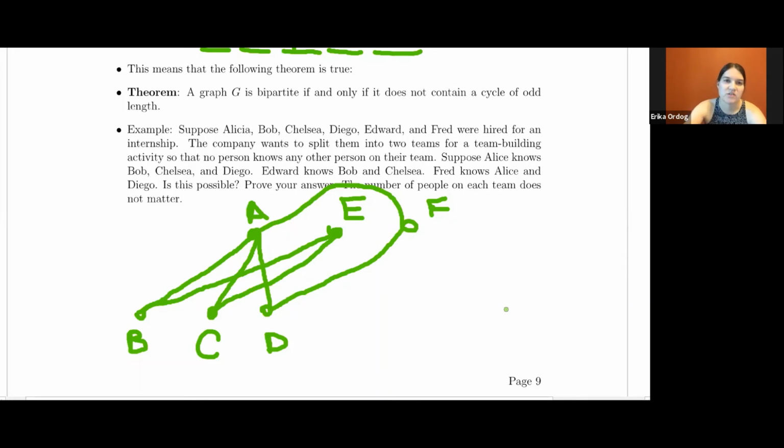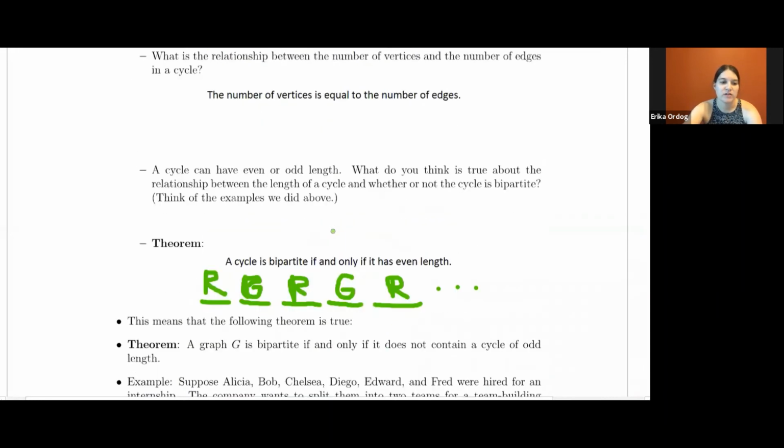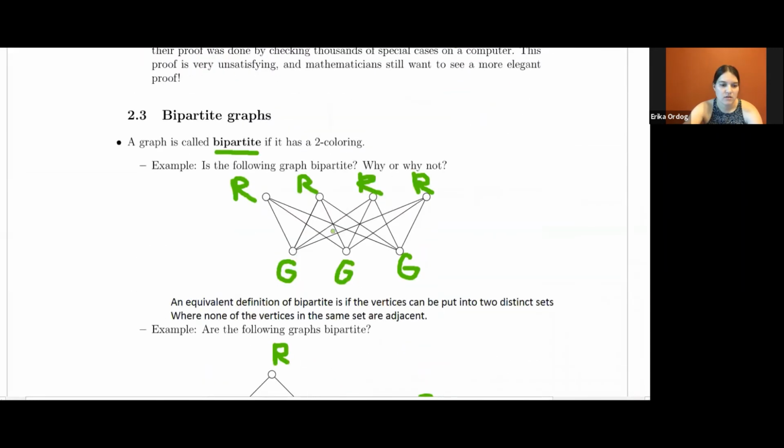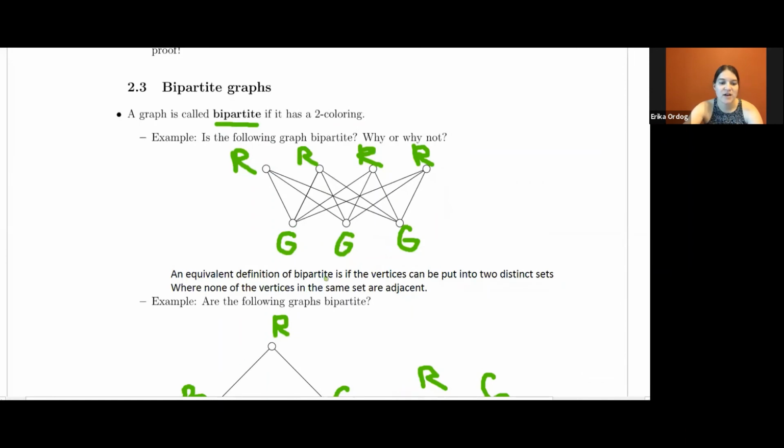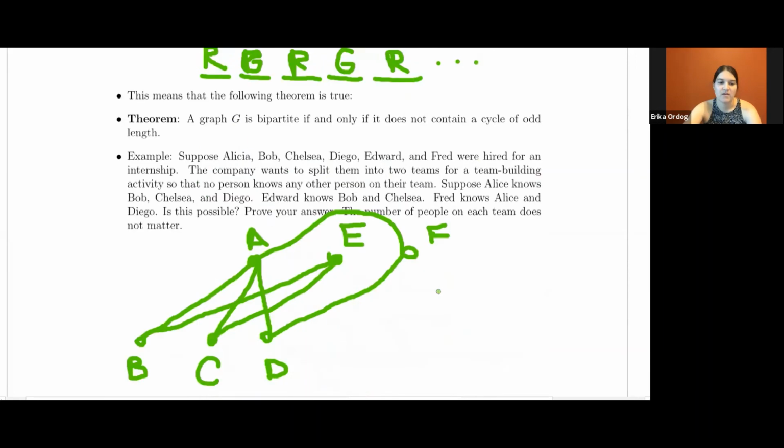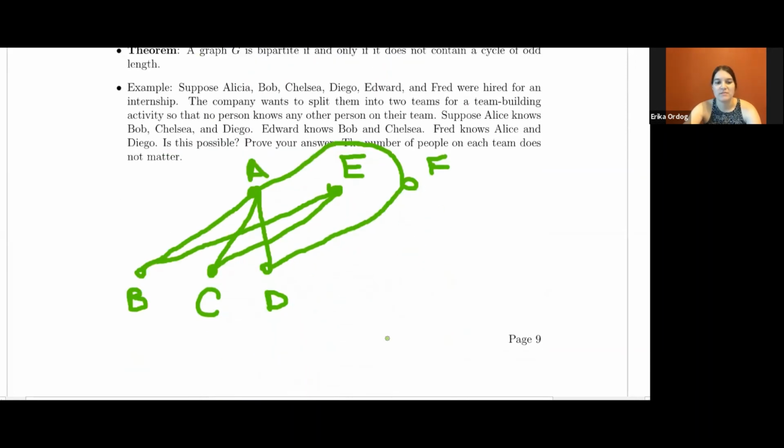Okay, so in terms of this graph, what question are we really asking here? We want to know if we can split these vertices into two groups where no two vertices are adjacent. So no two people know each other in that group or on that team. Well, remember what we said from earlier, how an equivalent definition of a bipartite graph is that the vertices can be put into two distinct sets where none of the vertices in the same set are adjacent. So that's what we're looking for here. We want to know if this graph is bipartite.